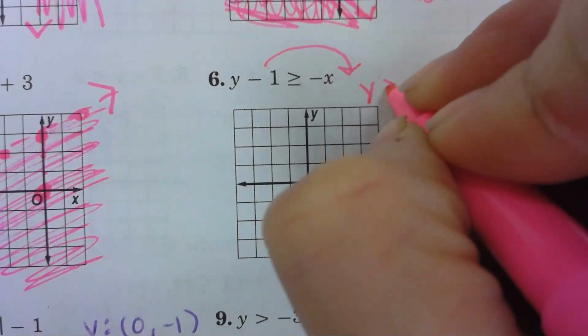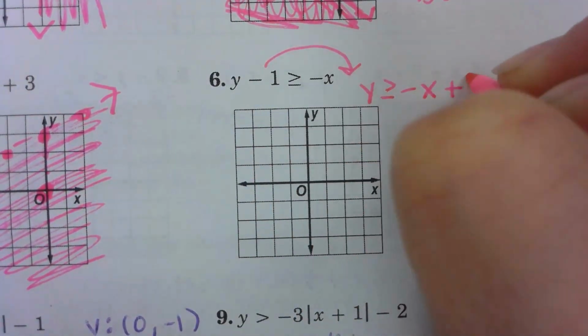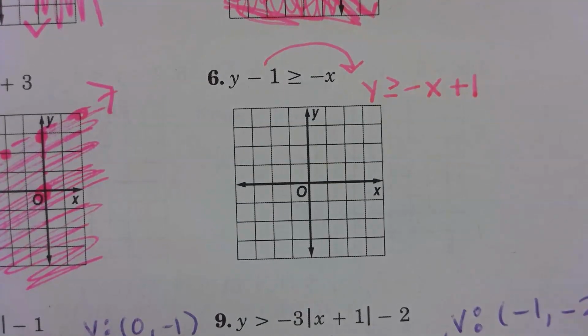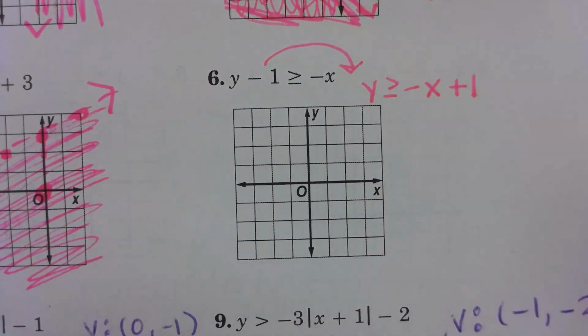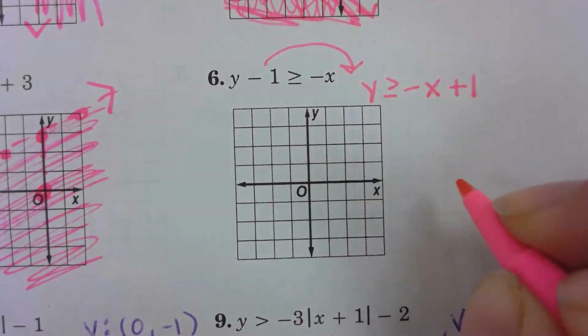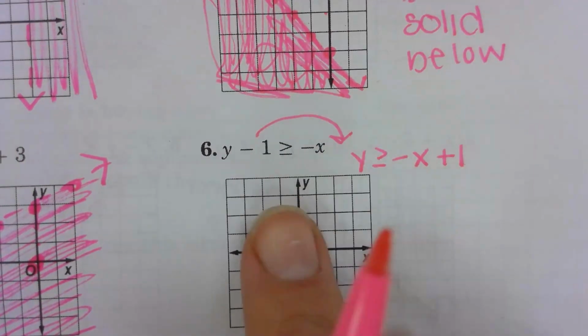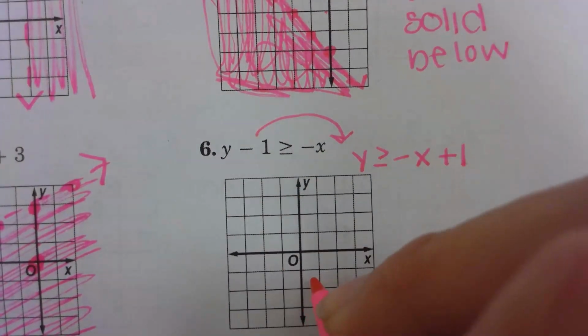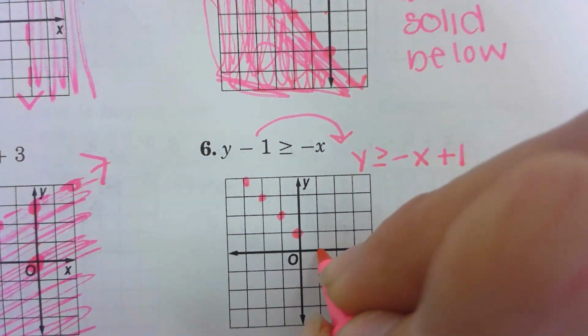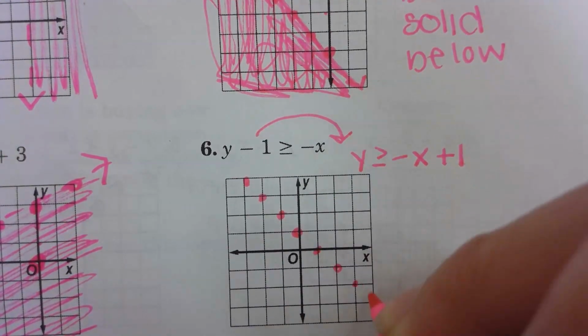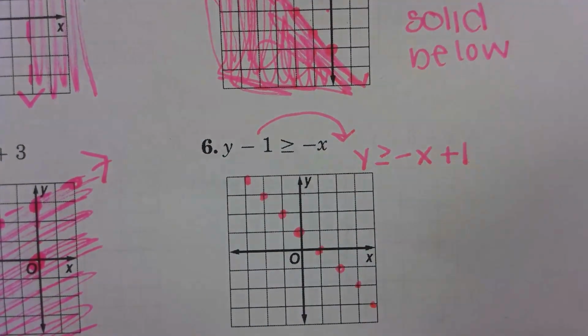So you get y is greater than or equal to negative x plus 1. Okay, what's my slope, Lily? Negative 1. Awesome. Emily, what's my y-intercept? Negative 1. Careful. Sorry, 1. Yes. And so my slope is negative 1, so we go down. Terry, solid or dashed? Solid.